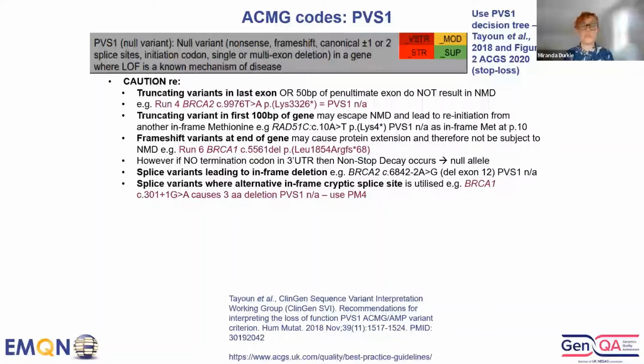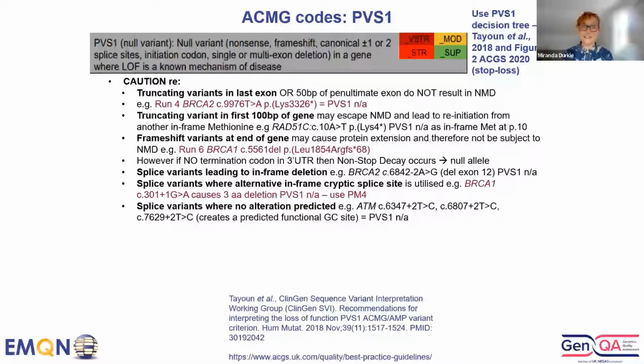Then, this is a really interesting group, these splice variants where you get no alteration predicted. These are all plus 2 T to C variants that can create a functional GC site. In the ATM guidelines that Andrew's just mentioned, there are actually 6 of these variants where they've used SpliceAI to check whether the splice site it creates is functional or not. They've decided that PBS1 should not be applied in those cases. So really recommend SpliceAI as a good tool for those.